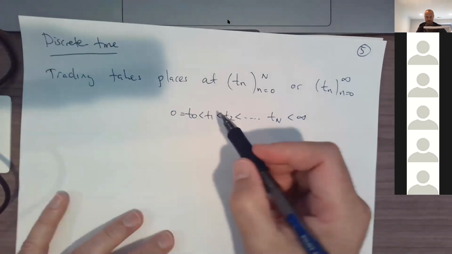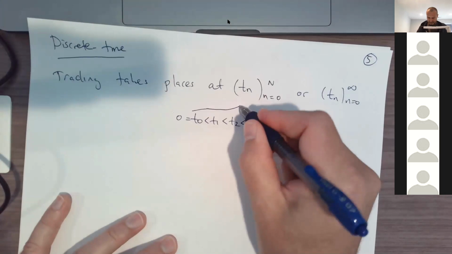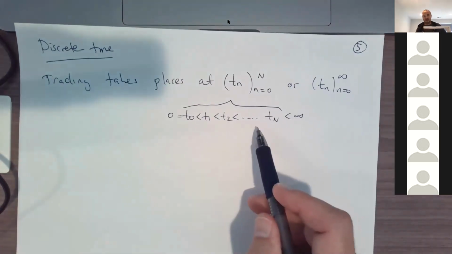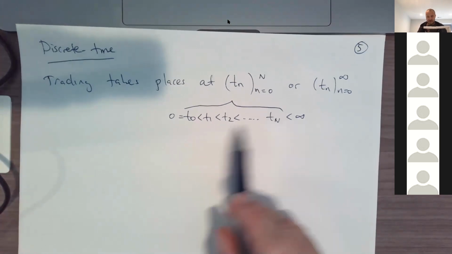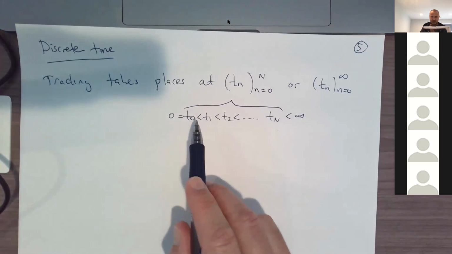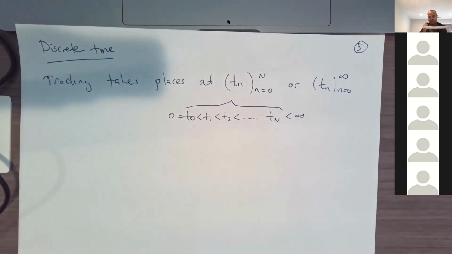So if you're in the first one, you will have n plus 1 time points that you can trade. You can trade at time 0, you can trade at time t1, t2, and so forth, all the way up to time tn.